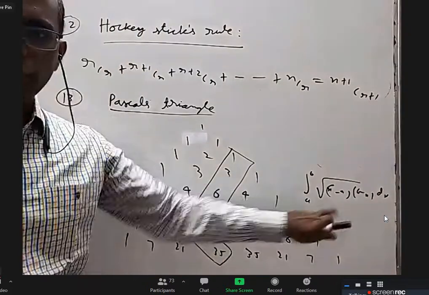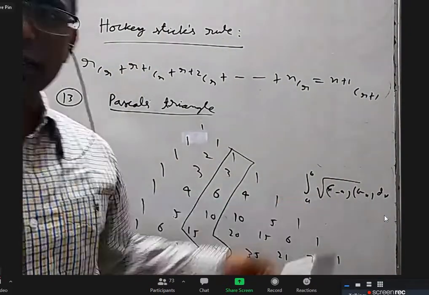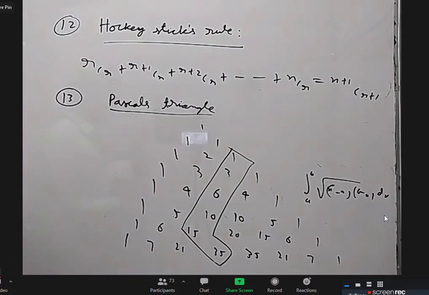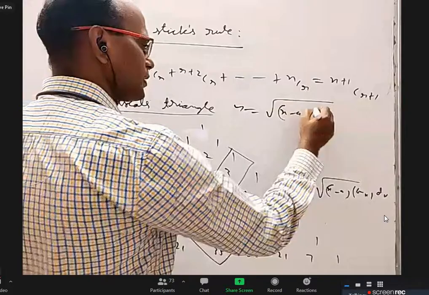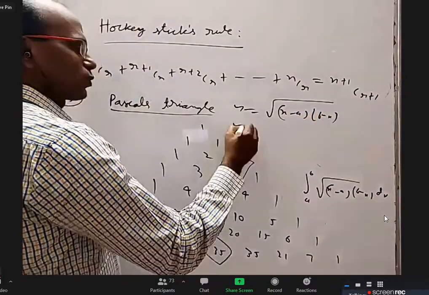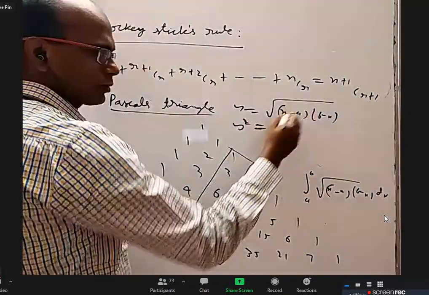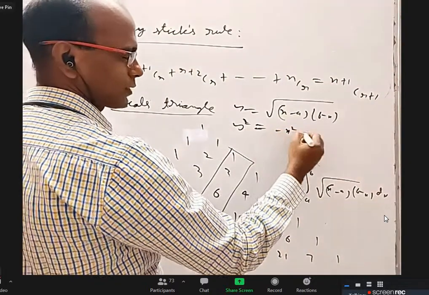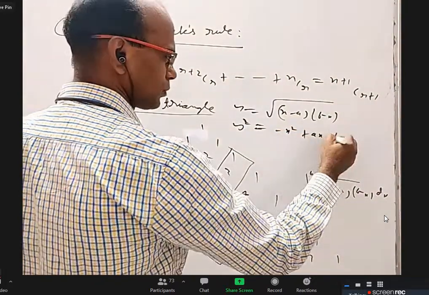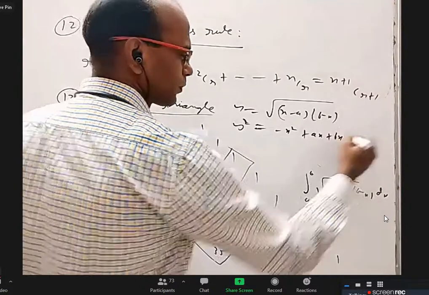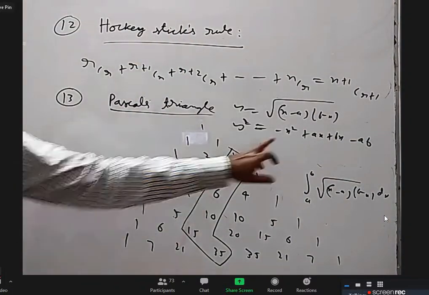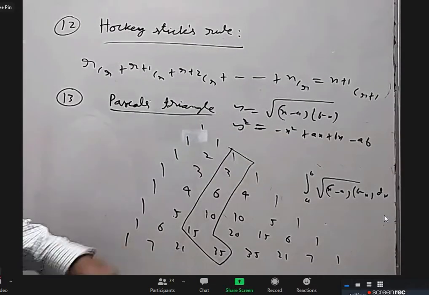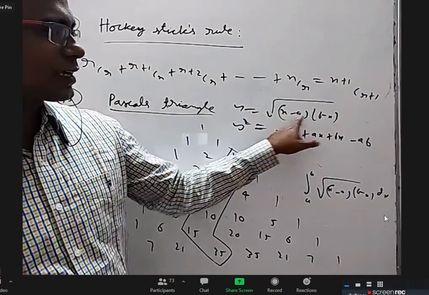You know, this third one, what does it represent? It represents a semicircle. You take y equal to square root of (x minus a)(b minus x). Square it, we will get y square is equal to, when you expand this, minus x square plus ax plus bx minus ab. So is it a circle? Yes, sir. And it intersects the x-axis at a comma 0 and b comma 0.